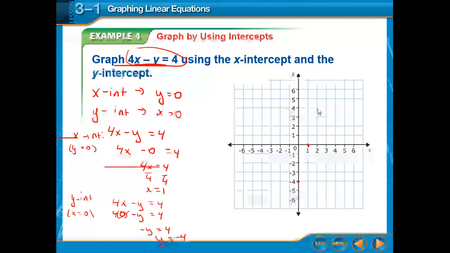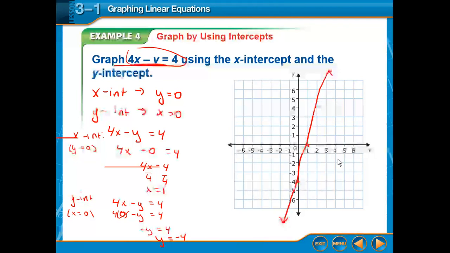You're going to have to excuse my drawing here. It's kind of hard to do on this tablet, but you get the idea. You at home can do it with a ruler and make it look nice. But that's going to be that line graphed.